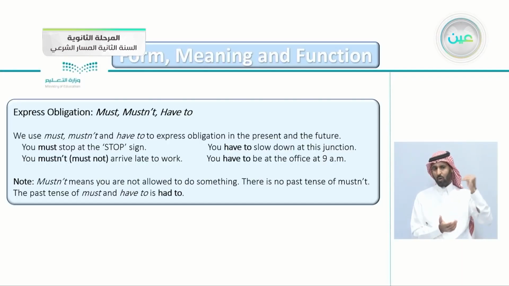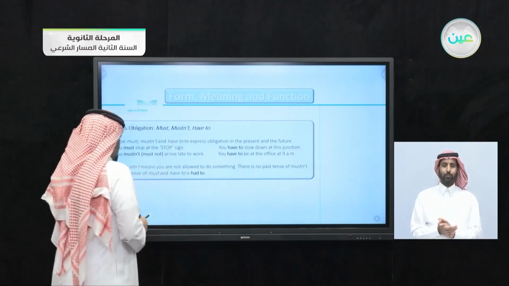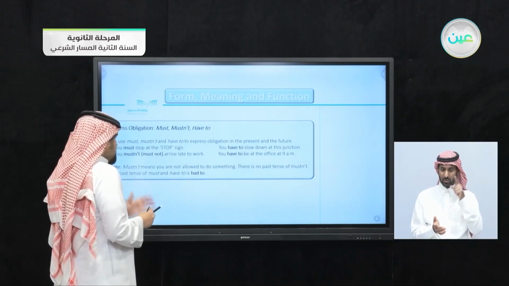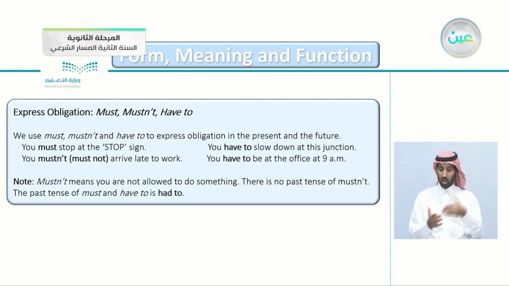For example, here, you must stop at the stop sign. Of course, when you see a stop sign in the street, you must stop. You must or you mustn't or must not. Of course, mustn't here is the short version of must not. Arrive late at work. Again, you mustn't arrive late to work. Next example here, you have to slow down at this junction. You have to be at the office at 9 a.m.